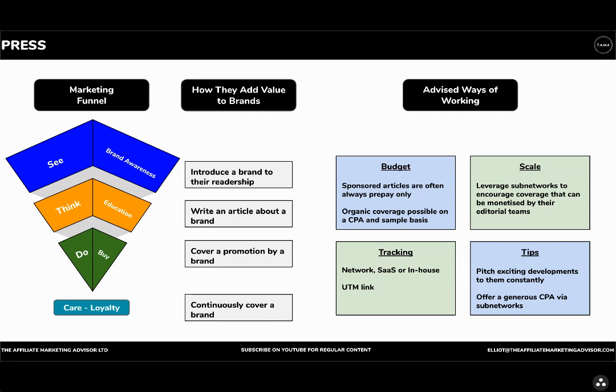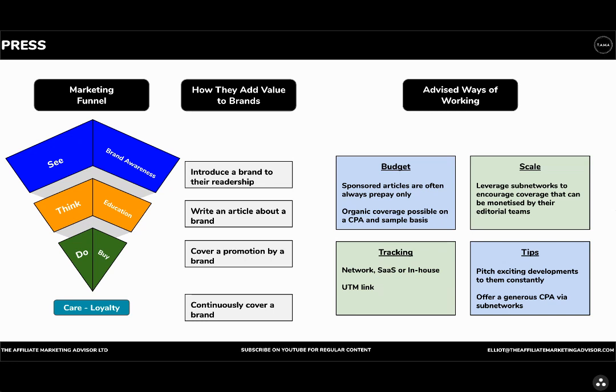Sponsored articles are often always prepay. So there's definitely a pay upfront element to work with the press, as you'd expect, given they're so big. However, you can get that same organic coverage I mentioned on editorial from the press if you can excite the editorial teams enough through samples and a really good press release and a really good commission.